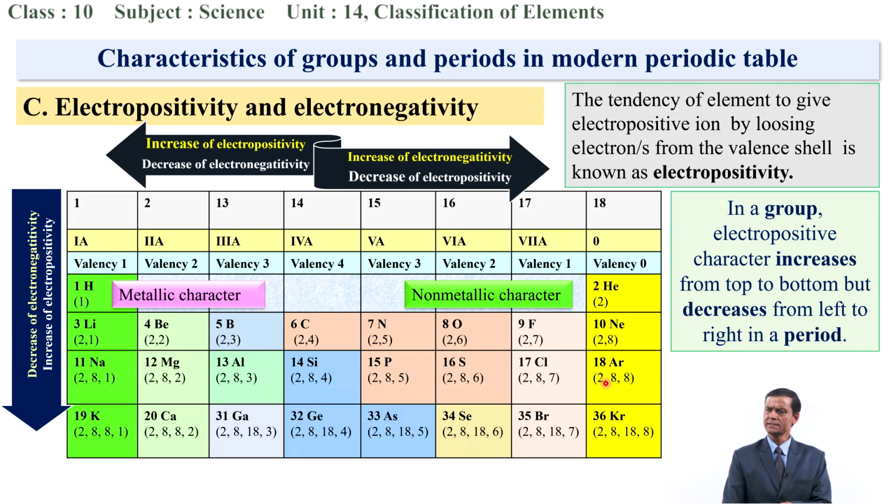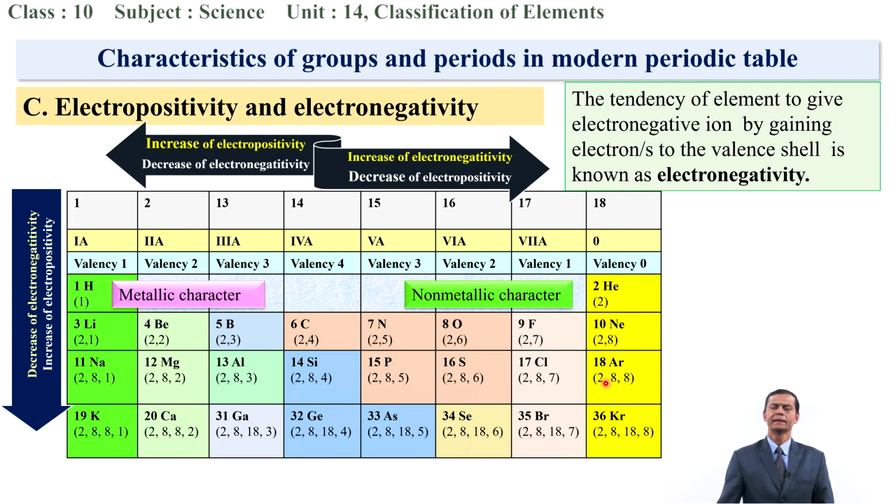Similarly, let's discuss what electronegativity is. Yes, the tendency of an element to give an electronegative ion. How is an electronegative ion given? By losing or gaining electrons? Sure, by gaining electrons, isn't it? Gaining electrons into the valence shell is known as electronegativity. Suppose look here, fluorine has 2, 7, that means first shell 2, second shell 7 electrons. How many electrons does it gain? 1 electron. So it is highly electronegative.